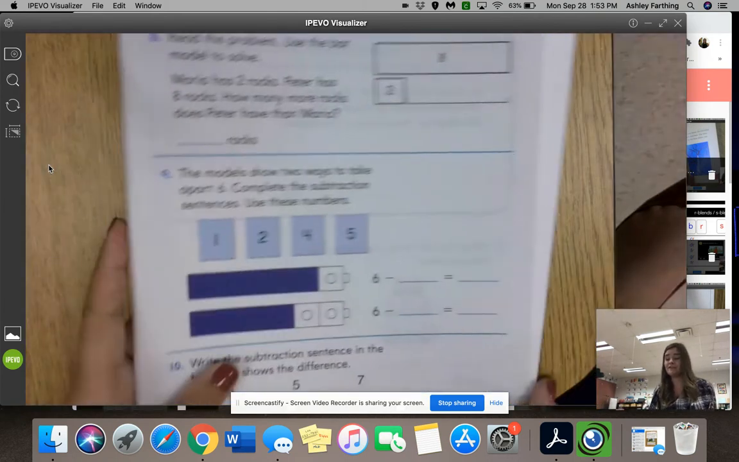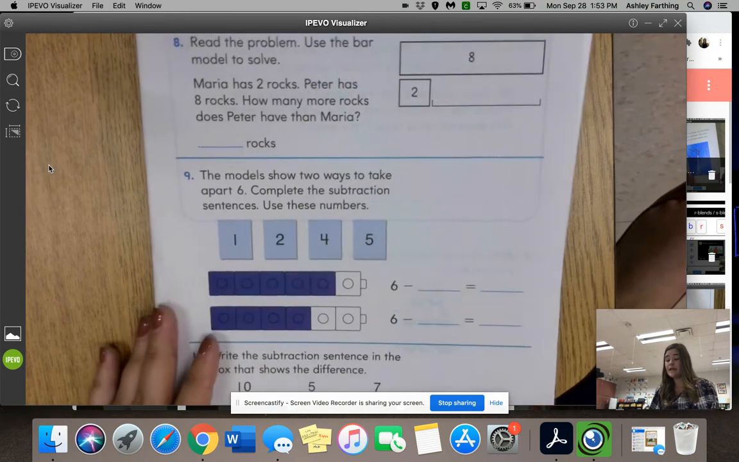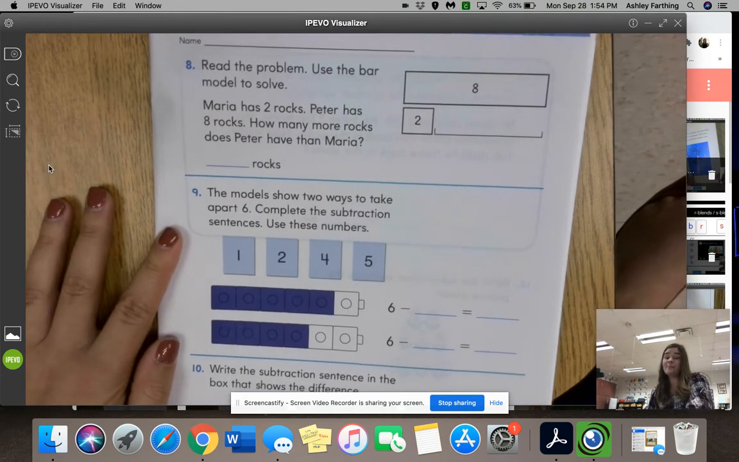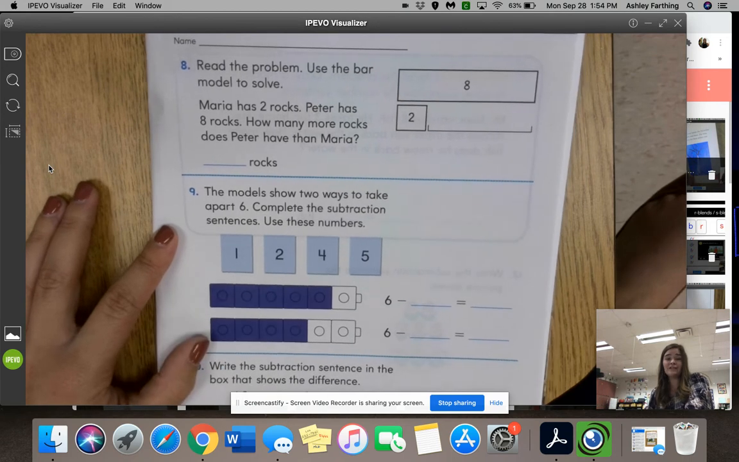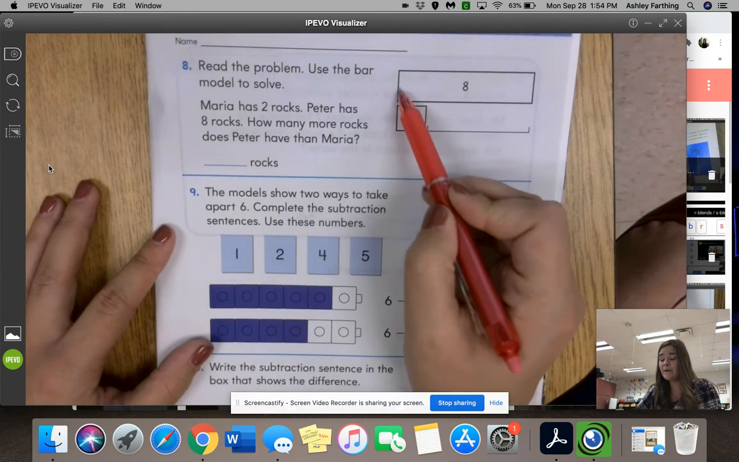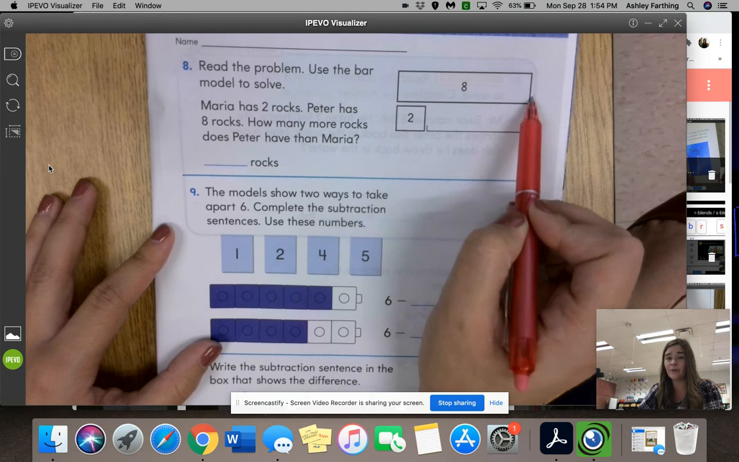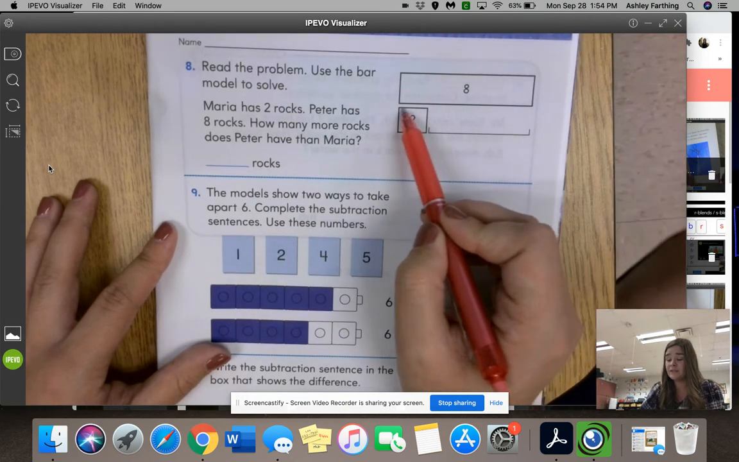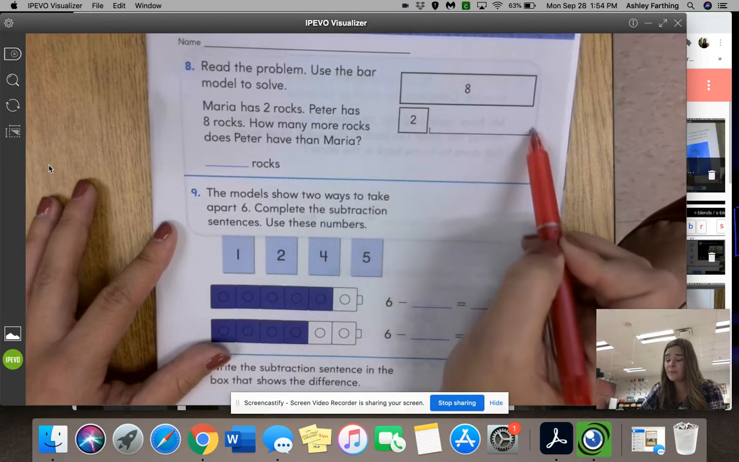Okay, let's look at the next one. Number 8. Number 8 says, Maria has 2 rocks. Peter has 8 rocks. How many more rocks does Peter have than Maria? So we know our big number here is 8. It gives us the big number. Now we have to find the 2 parts. We have a little part here, which is 2, and we have to find this bigger missing part.